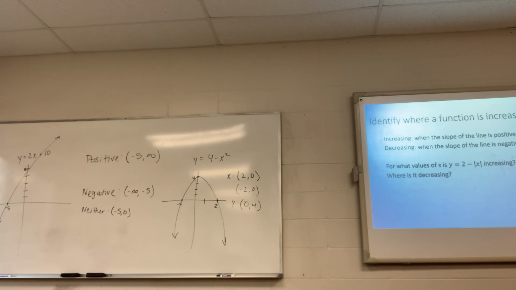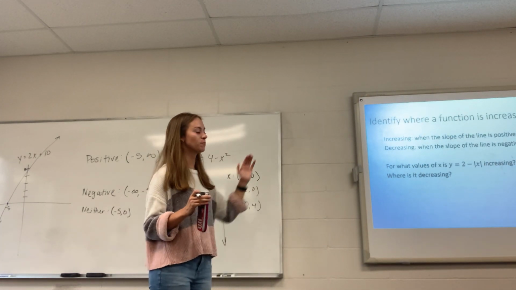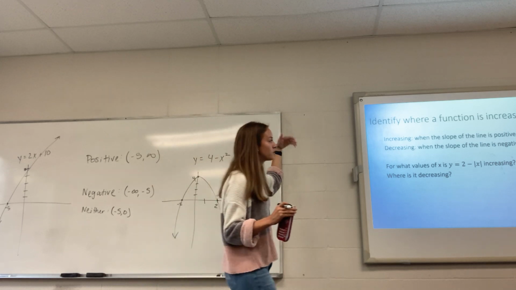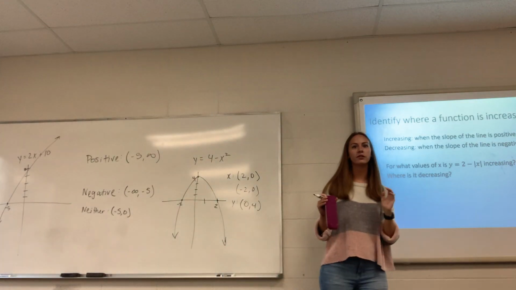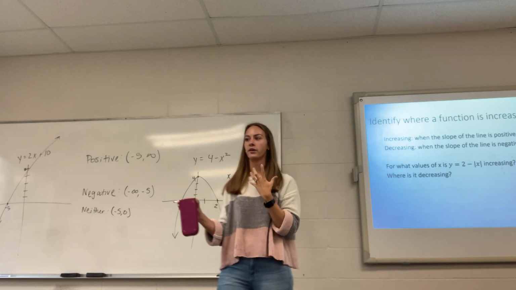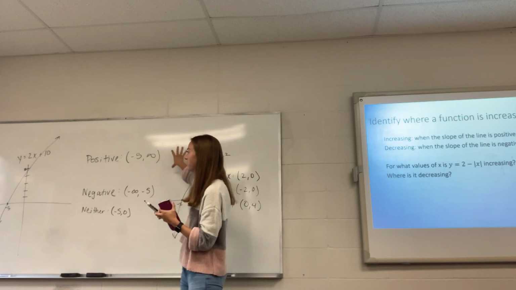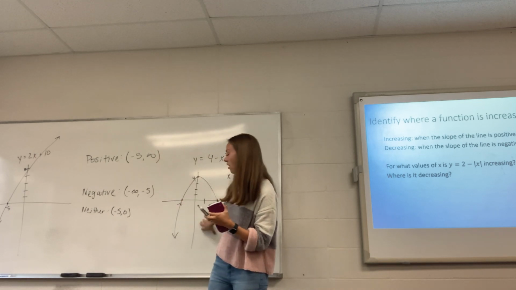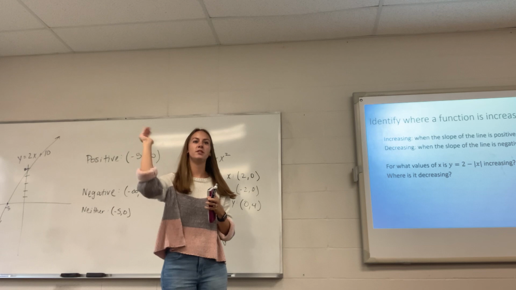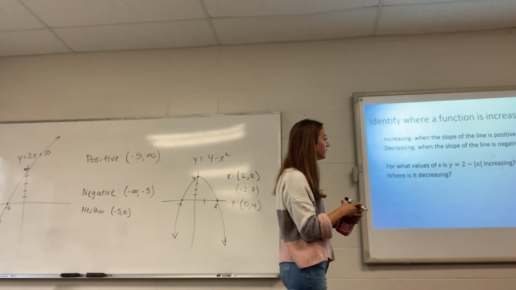All right, so then the last kind of new idea is increasing and decreasing. Increasing is when the slope of the line is positive. Decreasing is when the slope of the line is negative. So increasing when the graph is going up, decreasing when it's going down, okay? I know there's all these new words. So remember, positive is above the x-axis, negative is below, increasing, going up, decreasing, going down. Okay, so those are the 4 things you kind of got to remember.